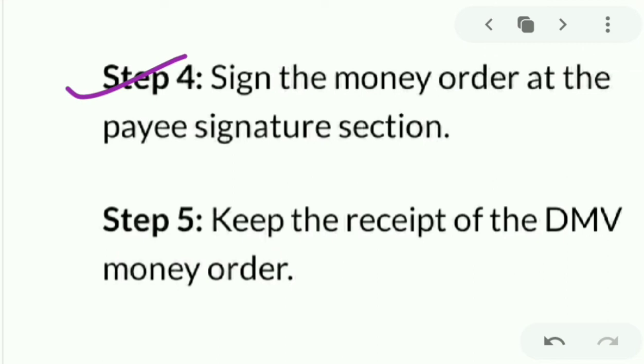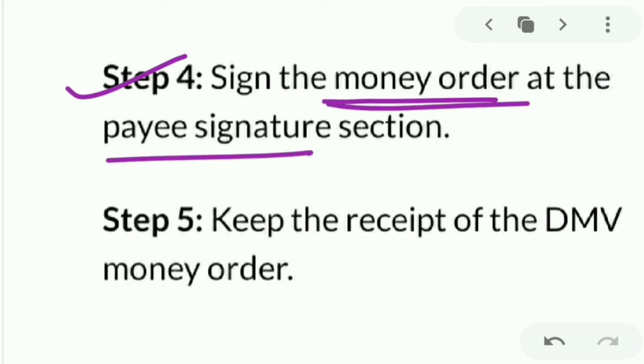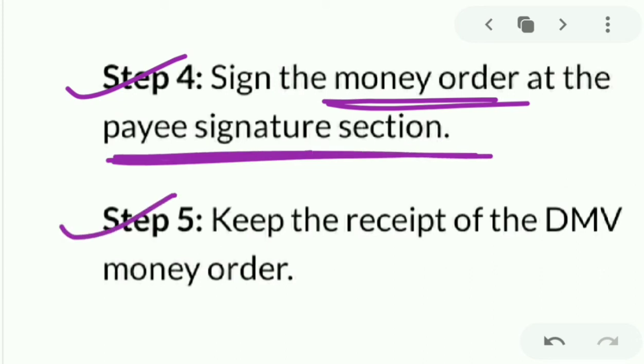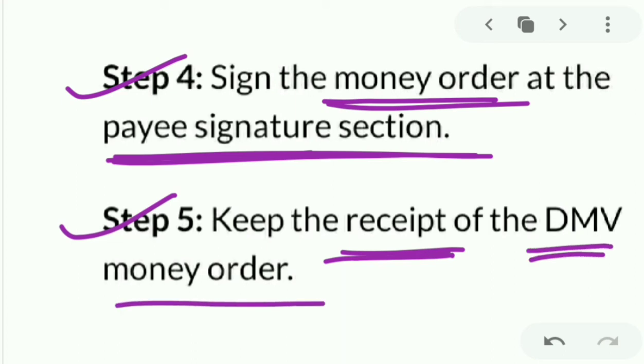Fourth step, sign the money order. You need to sign the money order at the pay signature section. Where? At the pay signature section. Fifth step, keep the receipt. You need to keep the receipt that is available for signing and filling out the DMV money order.